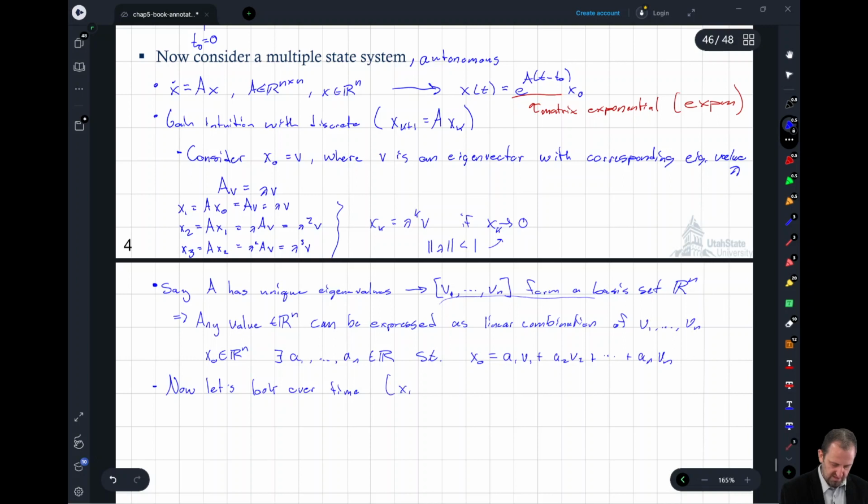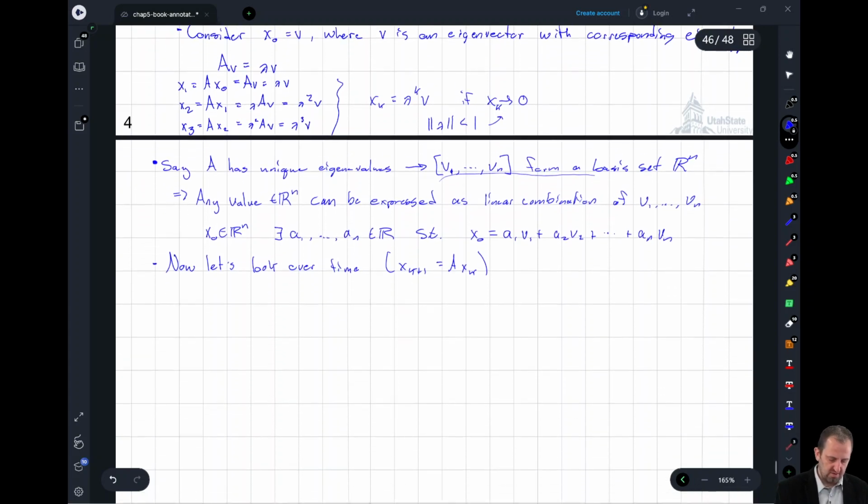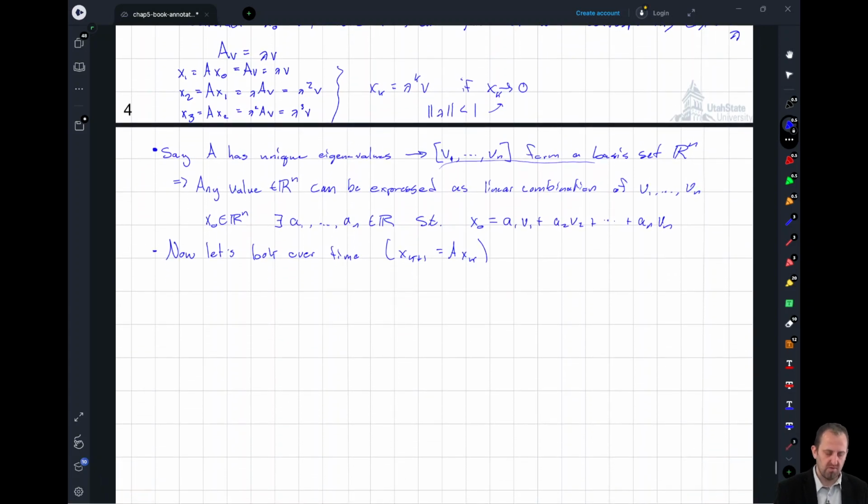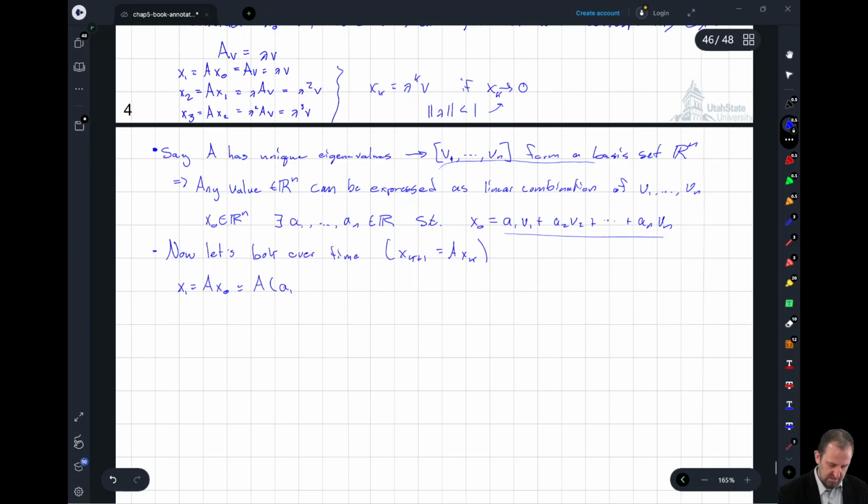Again, we have x of k plus 1 is just equal to A times x of k. So we can start doing something very similar to what we were doing before. We'll say that x1 is equal to A x naught, which is A times the linear combination we know we have: a1 times v1 plus, and I'm just going to write the first and the last terms, an times vn.